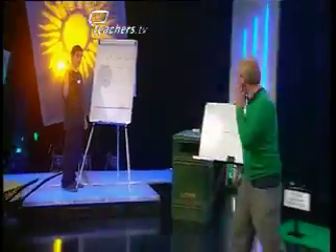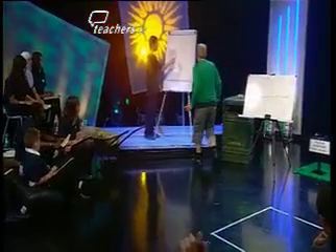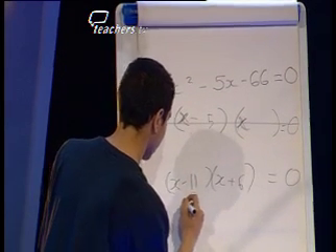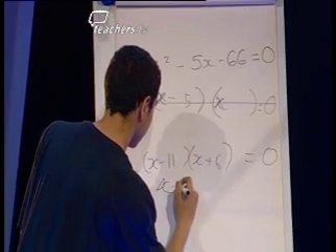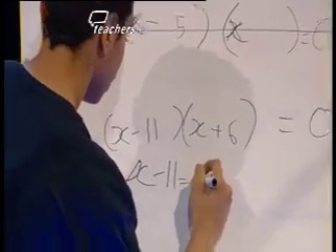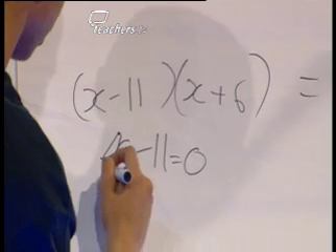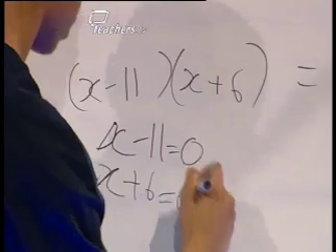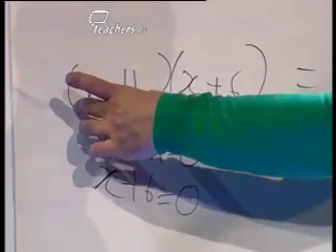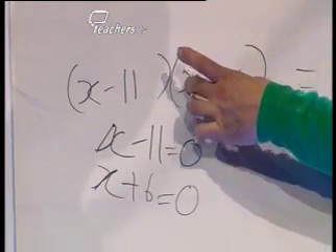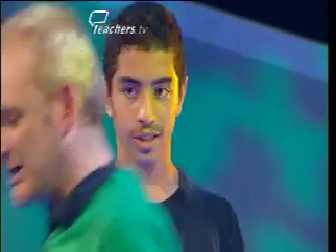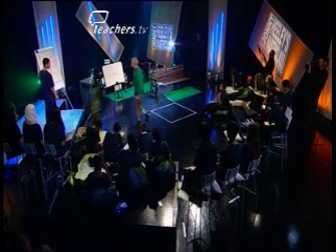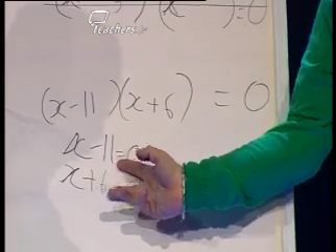Have we got an answer? We have to find two solutions. How do we do that? x minus 11 equals 0, and x plus 6 equals 0. So either this number has to be 0 or that number has to be 0 to make the whole thing 0, because anything times by 0 is 0. Now we've got two linear equations.